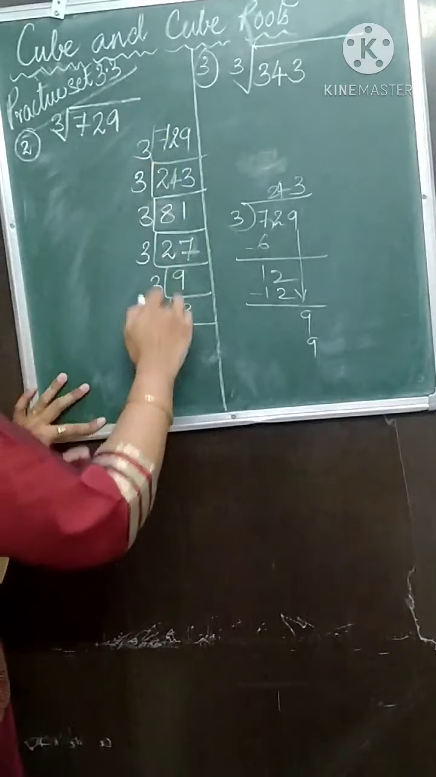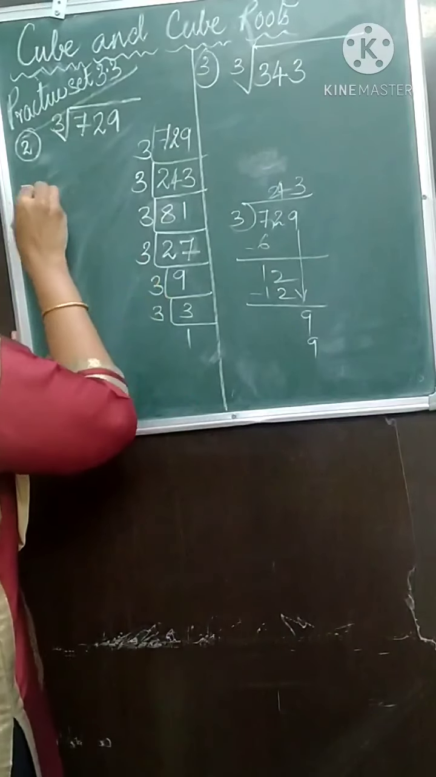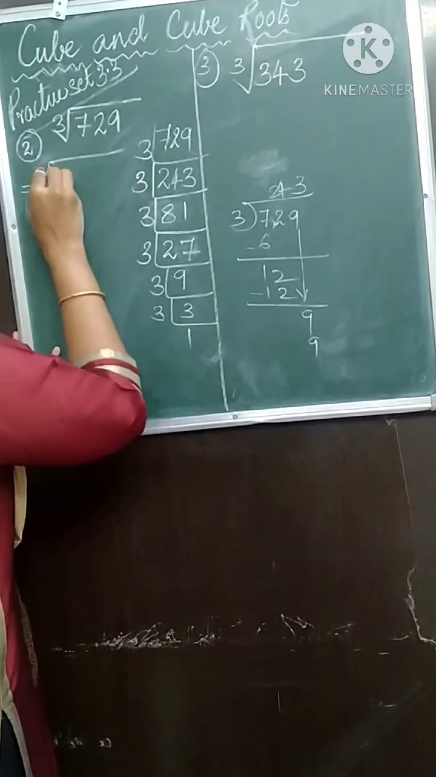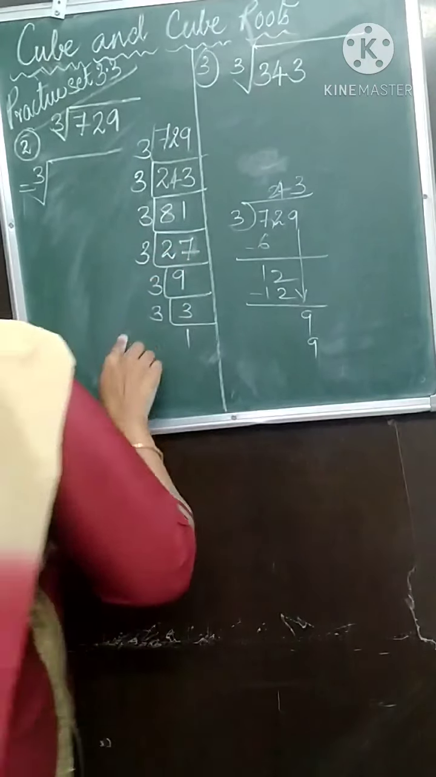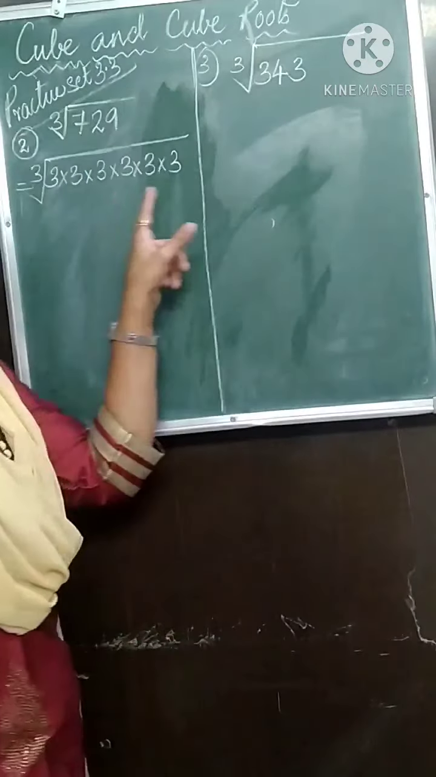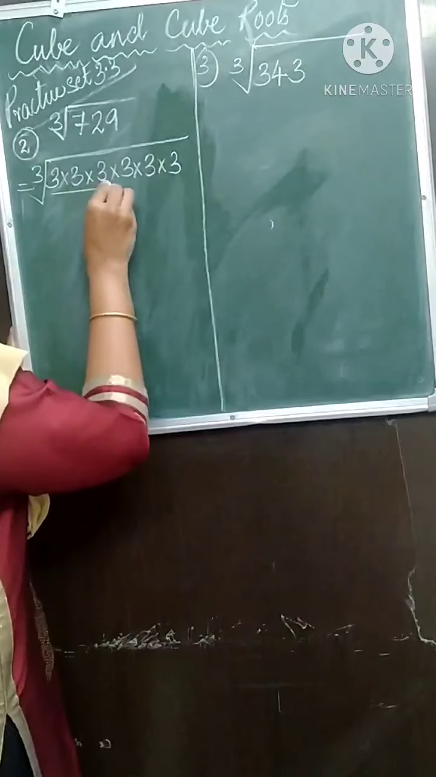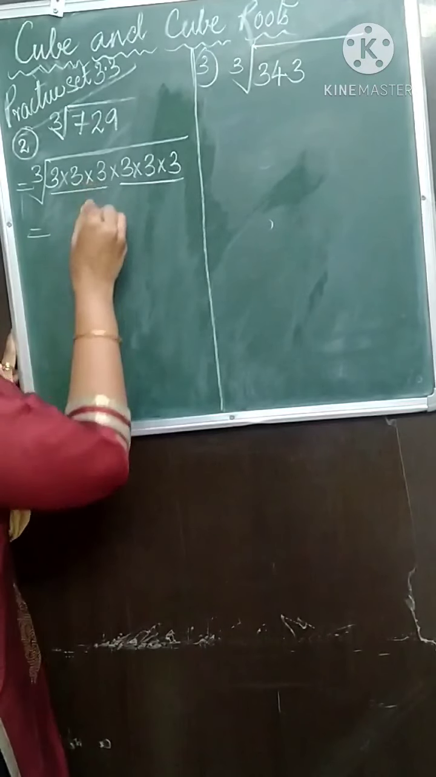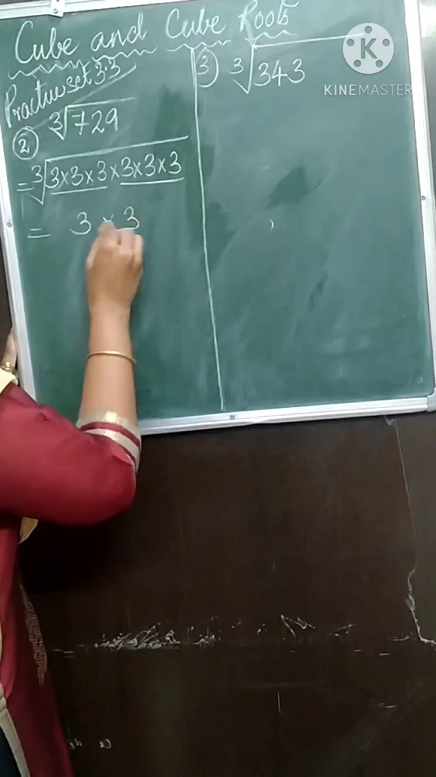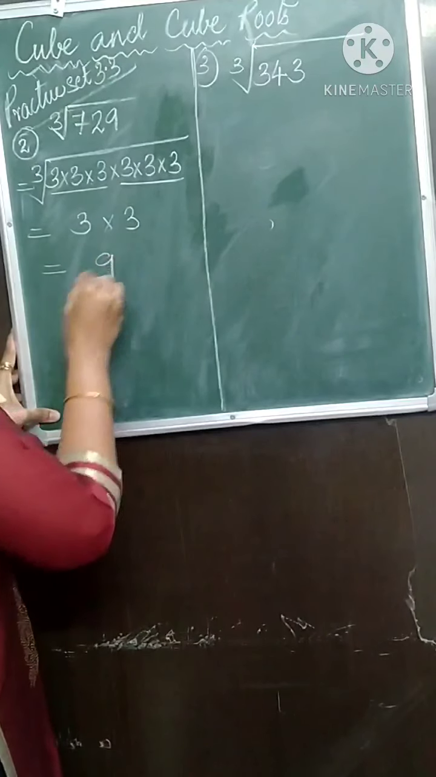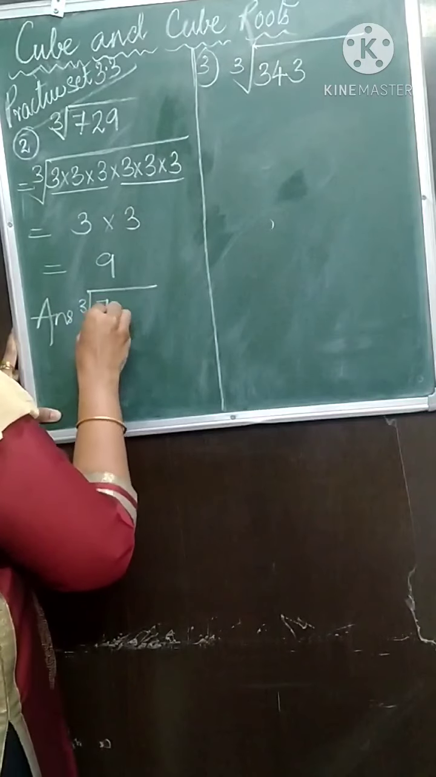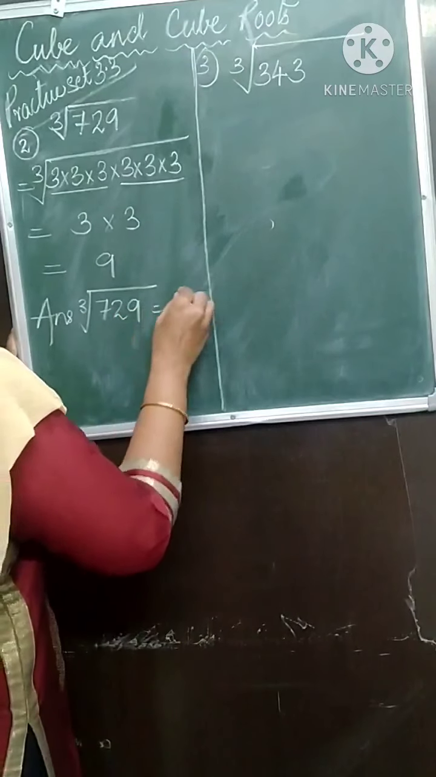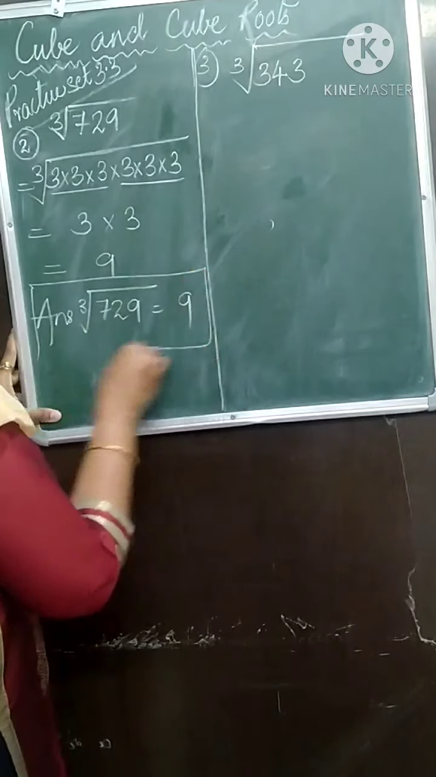Okay. Now similarly, you will copy all these digits in the root sign. Cube root of how many times? 1, 2, 3, 4, 5, 6. I copied 3 six times. Now out of here, make groups of 3 threes. 1 3 down. 1 3 down. 3 3s are 9. So what is the answer? Cube root of 729 is equal to 9.